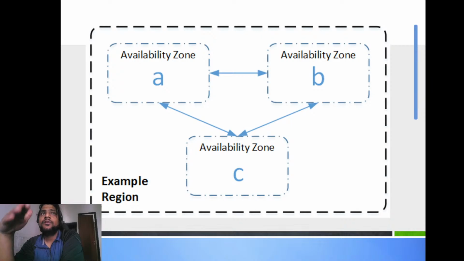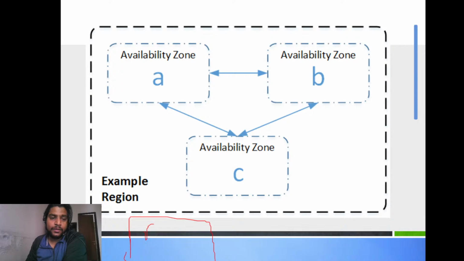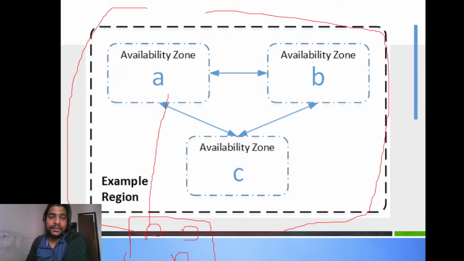Are the availability zones of one region connected to another? That means something like this. So this is one region. Okay, this is another region. Can this availability zone be connected to this? So the answer is no. Regions are isolated completely.